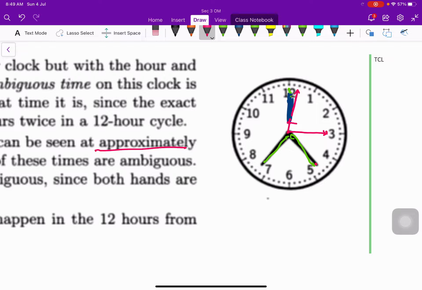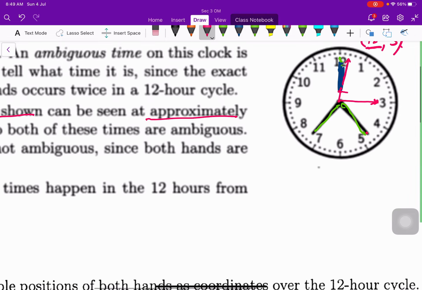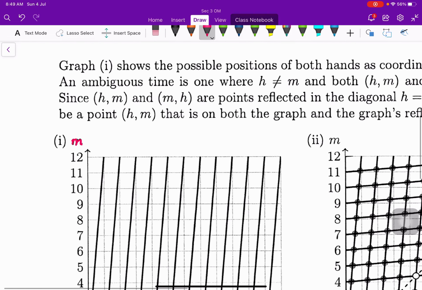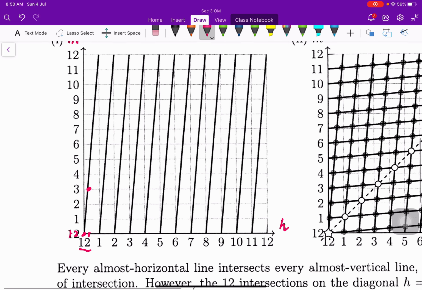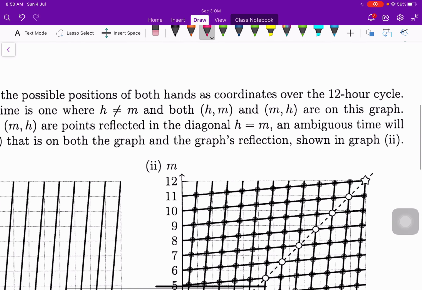12:15 means 12 plus, and this is the horizontal coordinate, and the vertical coordinate is actually 3. What I'm trying to say is that you can locate this point: 12 plus on the horizontal axis, and then 3. This is the point, right? Then it will go all the way to 1.